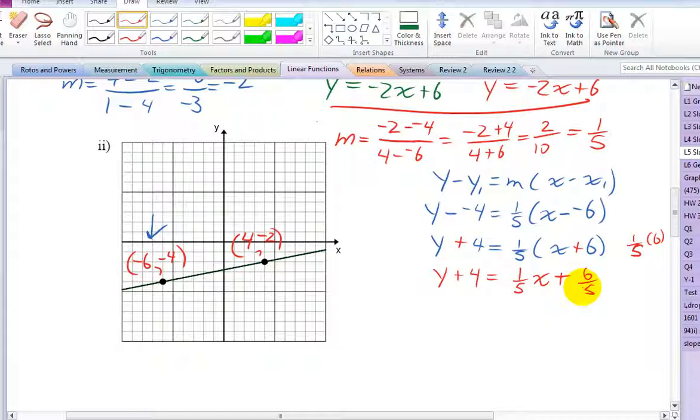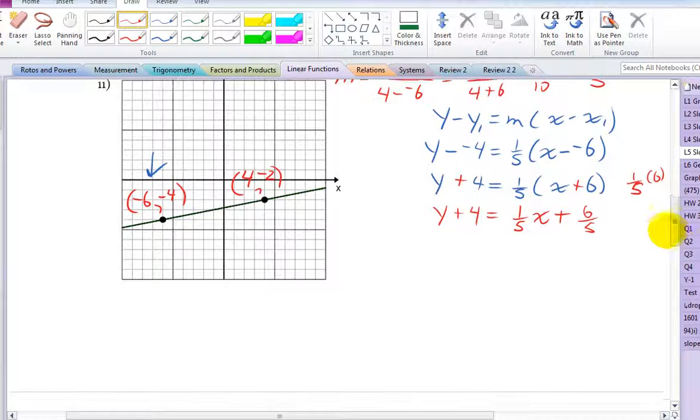Right? 6 times 1 is 6. You don't have to multiply it on the bottom? No, it's dividing the bottom. It's a fraction. So divide by 5. Okay, they don't cancel at all. Okay. Good. So move the 4 over. y plus 4 equals 1/5 x plus 6/5. And what do we do with the +4 in order to move it? Minus 4.